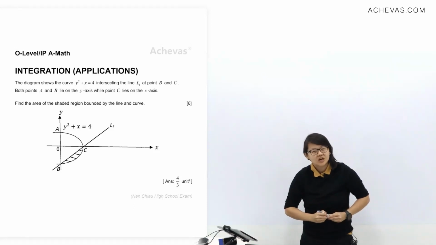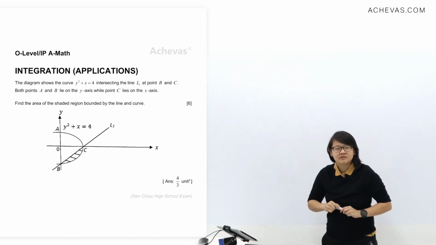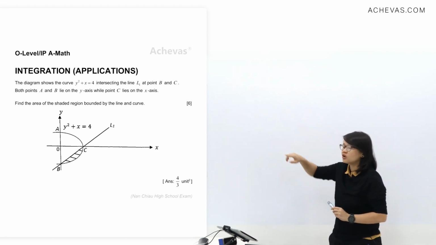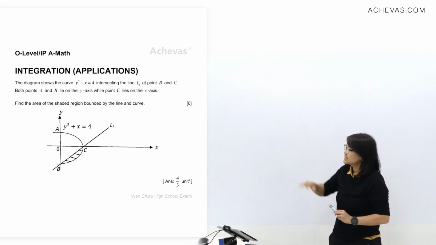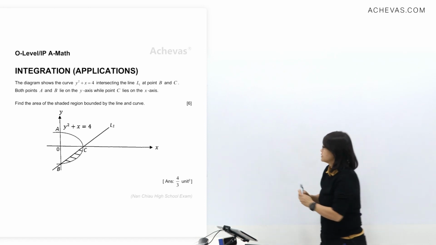Let's take a look at the question to find the area of the shaded region using integration. Now, I'm going to show you two methods, but before I start, let's just find the points A, B, C. Since we can see that AB is on the y-axis, we're going to do x equals 0.